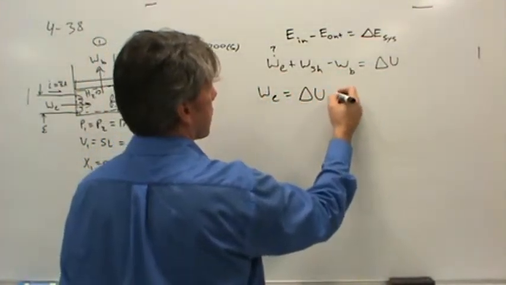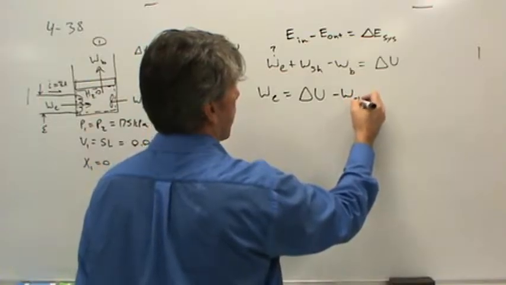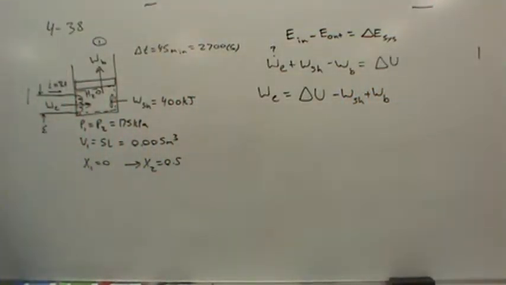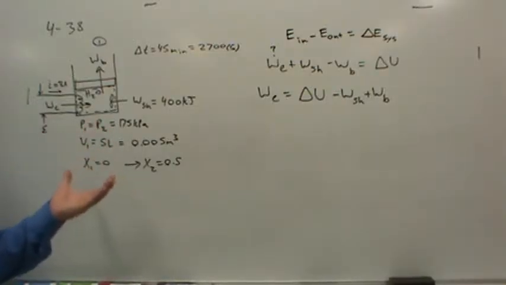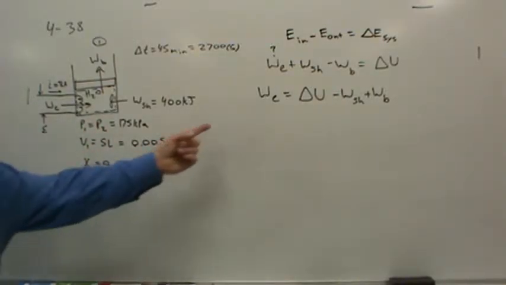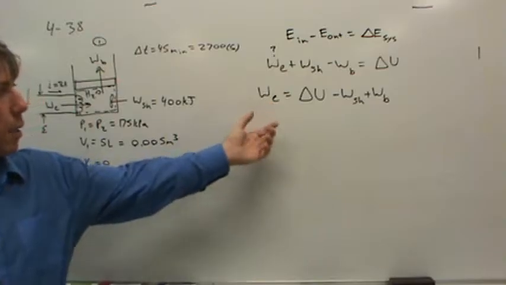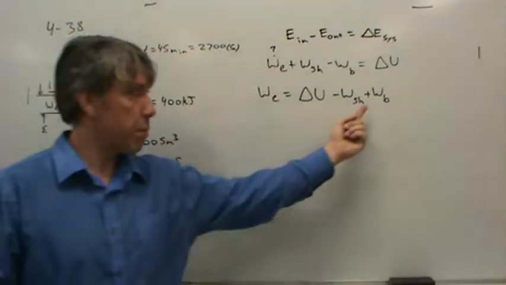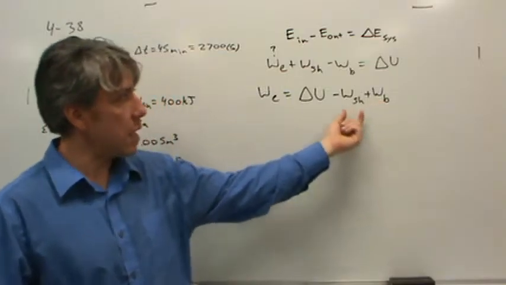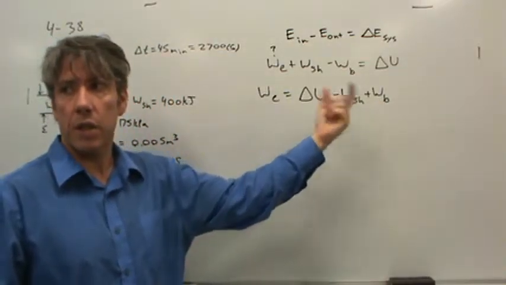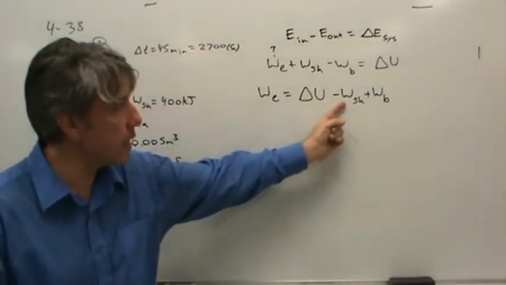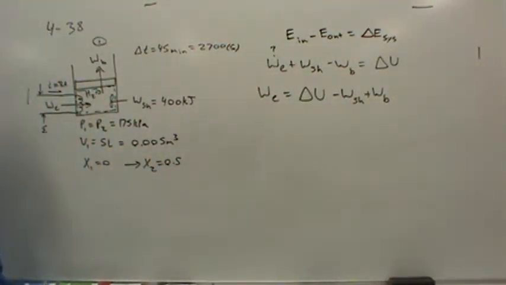Change in energy of the system minus shaft work plus boundary work. And the reason I've rearranged it this way is not because it looks nice, but because you can understand it. The electrical energy provides the change in the account balance, it provides the boundary work, it doesn't have to provide the shaft work. The shaft work is helping it a little bit. Does that make sense? That's the little bit that it didn't have to supply to make this happen.